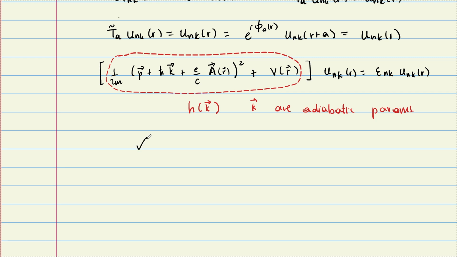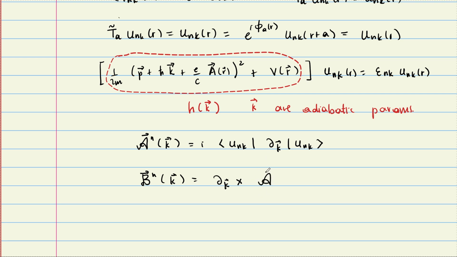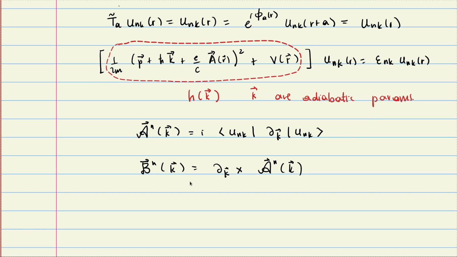So once you have this, I think we can also think about u_nk being k dependent. In that case, we can just define, let me write, the Berry connection A_n(k) equals i times u_nk, del_k u_nk. So this is how we define the Berry connection, and the corresponding Berry curvature B_n of k is going to be del_k cross A, and this can be defined for each band. So each band has its own curvature.